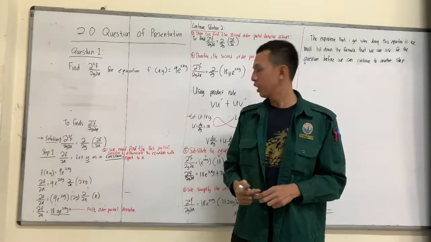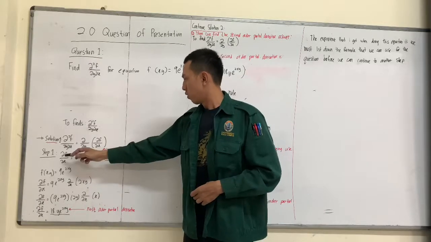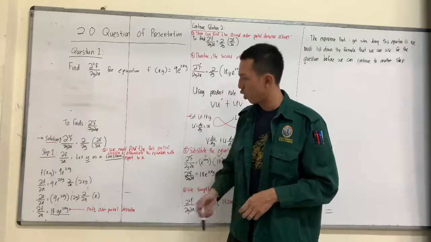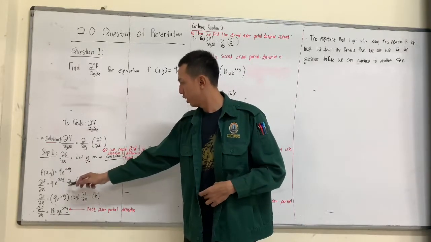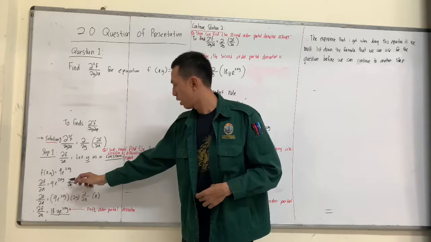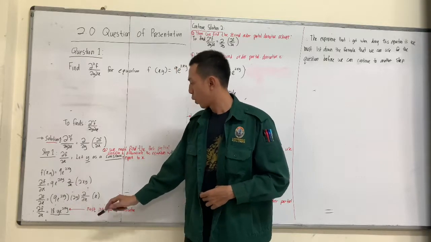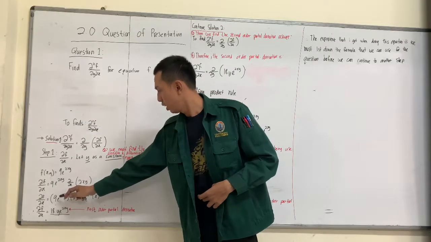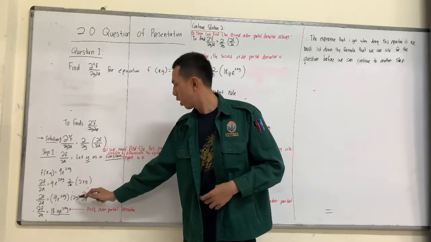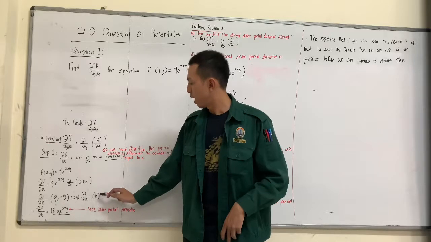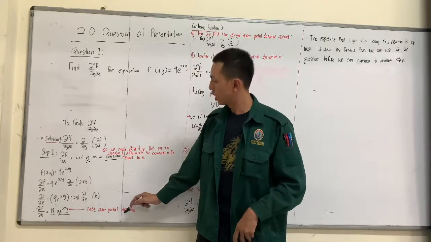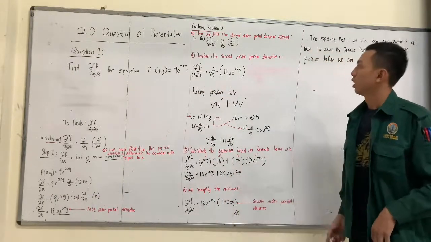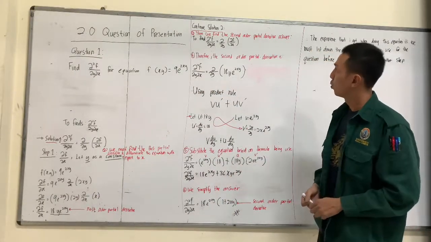Step 1 is we differentiate ∂f/∂x and let y as a constant. We rewrite the equation 9e^(2xy) ∂/∂x (2xy), and then we get the answer. We multiply 9e^(2xy) by 2y ∂/∂x (x), and the first order partial derivative answer is 18y e^(2xy). Then we continue to solution number 2.